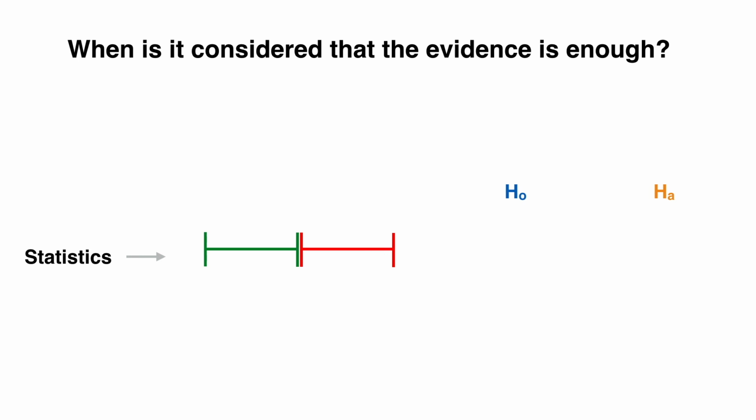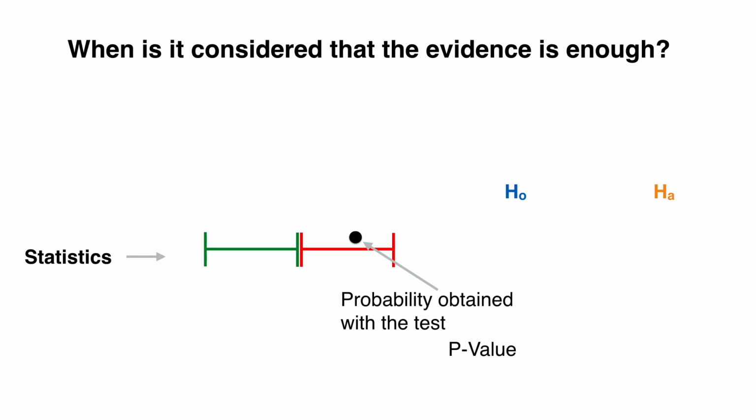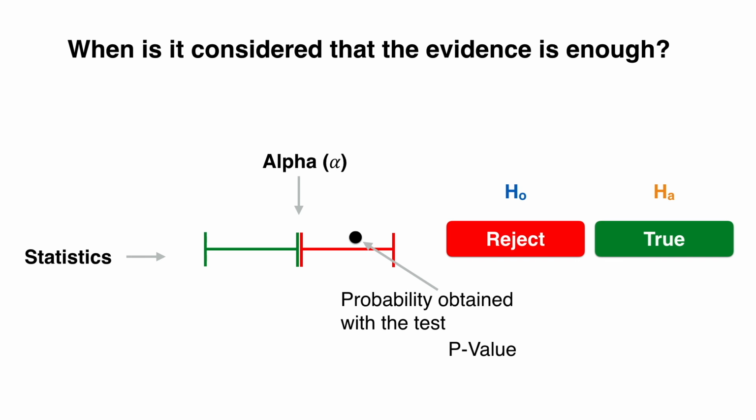In statistics, this information is summarized in terms of probabilities. There is going to be enough evidence when the probability obtained with the test, also known as the p-value, is lower than the one allowed by the user. This last probability is known as alpha. A default value of alpha is 5%. If the probability is higher than the alpha defined, the null hypothesis fails to be rejected, and then it can be said to be true.